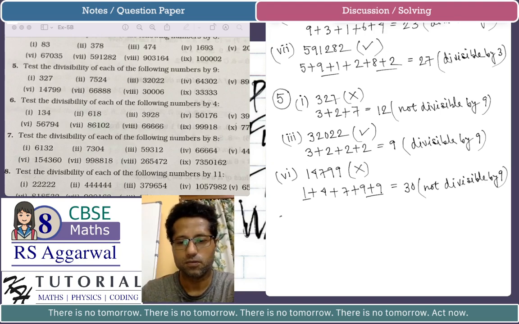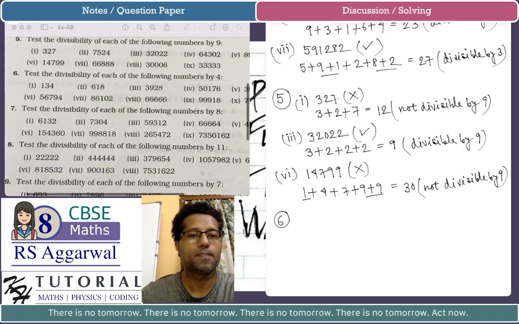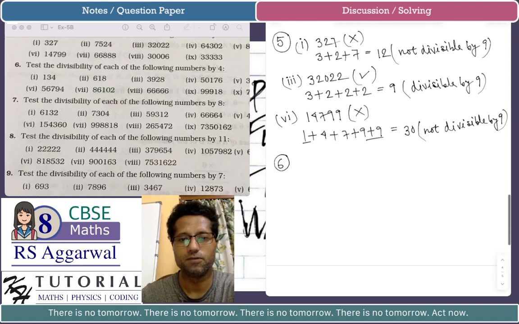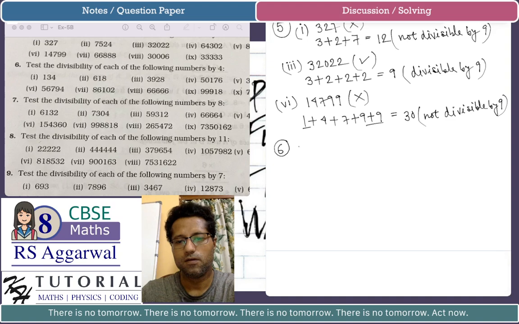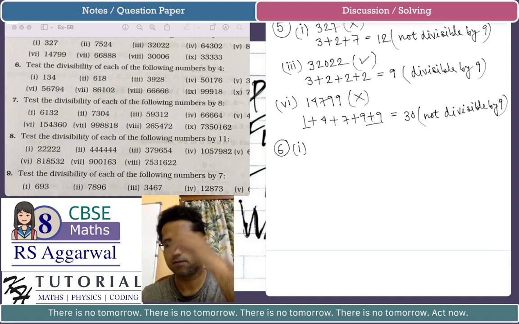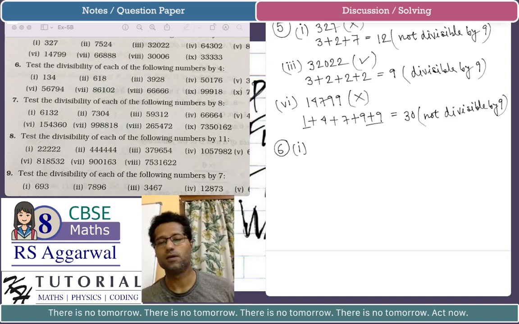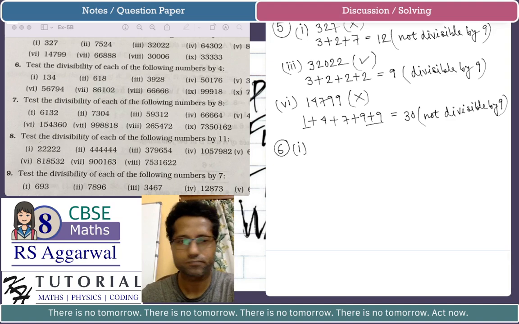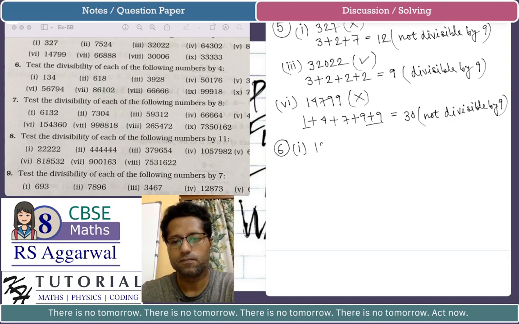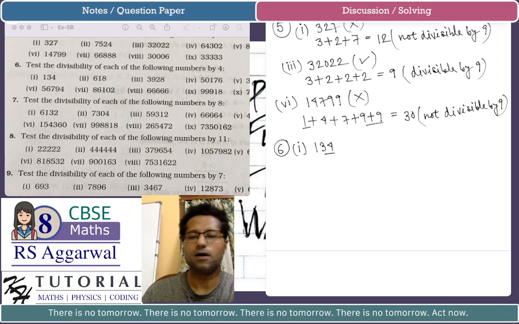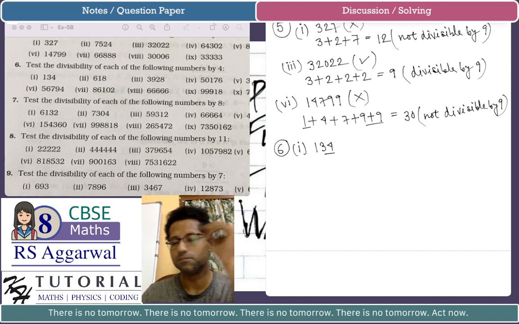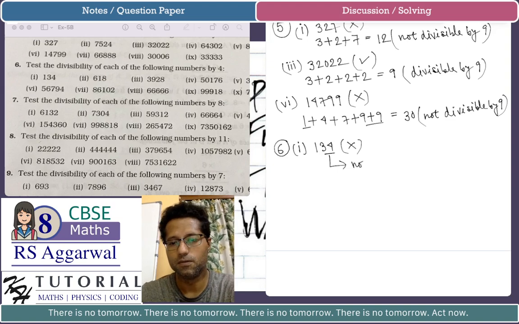Now let's go to question number 6. Check the divisibility of each of the following numbers by 4. To check the divisibility by 4, we will check the number formed by the last two digits. If it is divisible by 4, then the number is divisible by 4. So 134: 34 is the number formed by the last two digits, and 34 is not divisible by 4. So it is not divisible by 4.